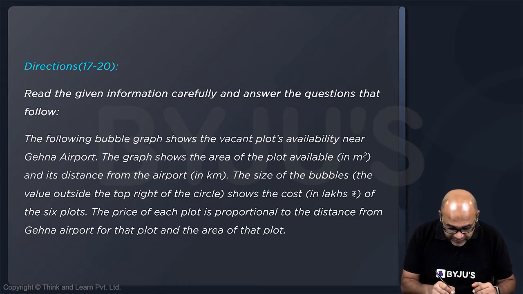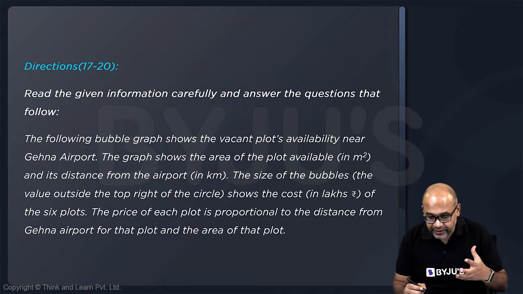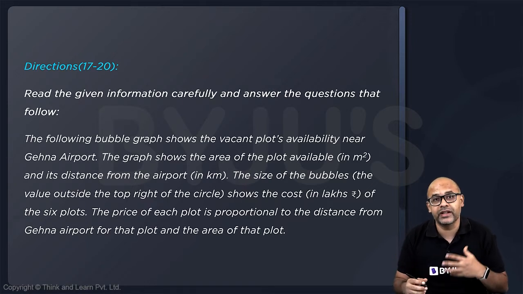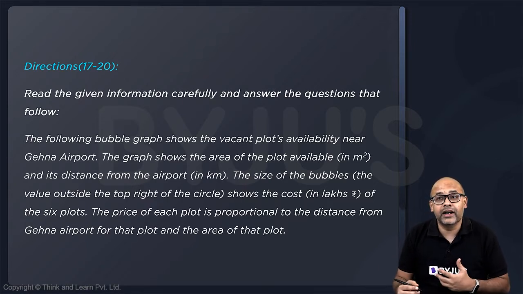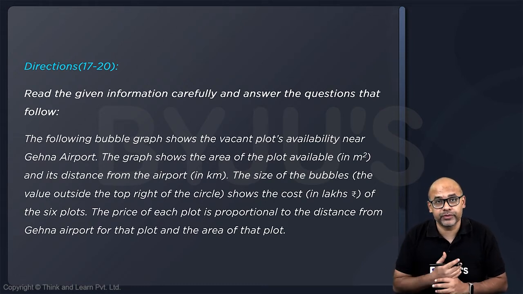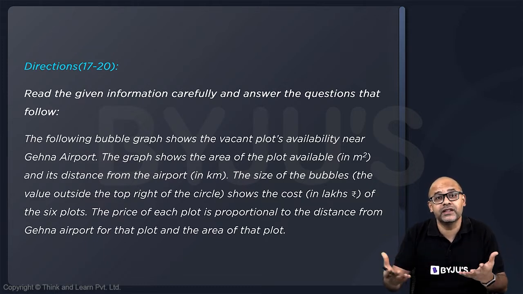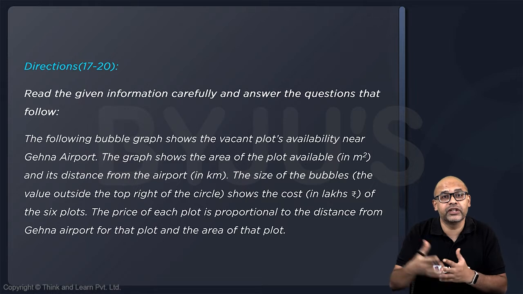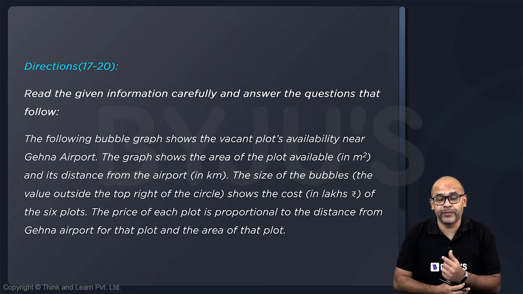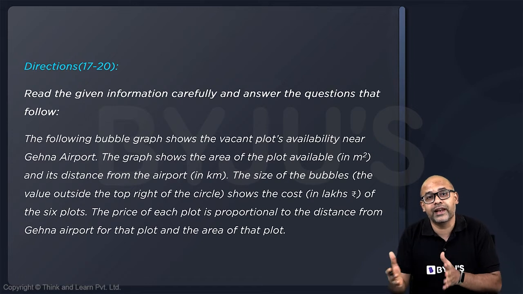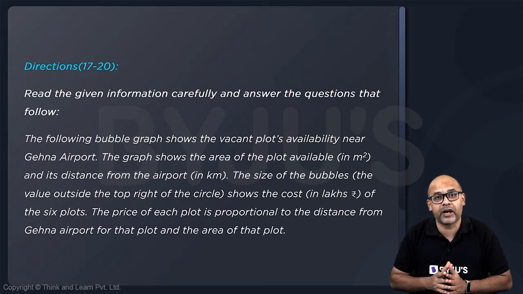So the question basically says that there is a bubble graph which has three elements to it. There is the cost of a land, there is the size of the land in meter square, and the distance from the airport. And of course, as we all know, in a city, the cost is a function of the size of the land as well as the proximity of it to the center of the city or to the airport or the railway station or something like that. So we have to first understand the relationship between the cost, the area, and the distance. That is the first part of this question.